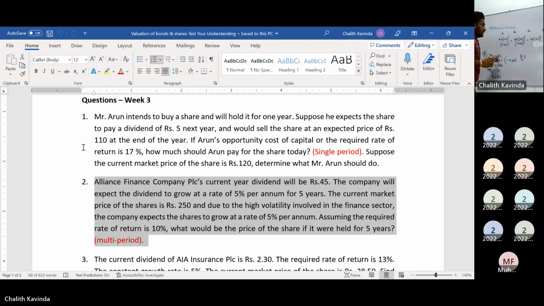Fine. And what happens at the end of the 5th year? Selling price is also there. Now, what is the current market price equal to? Yeah, the current market price is equal to 250.